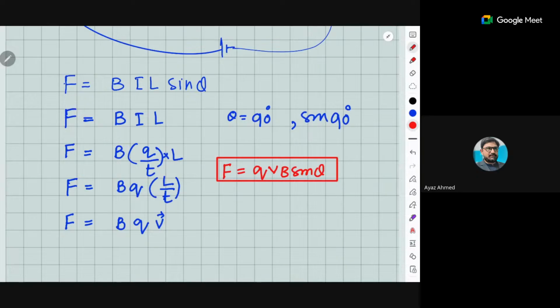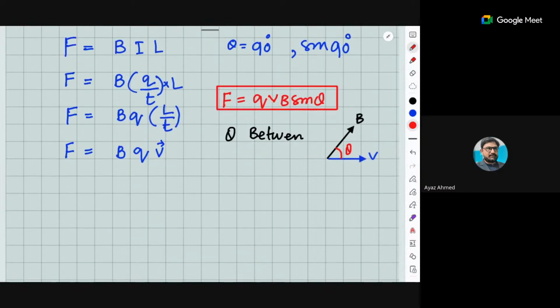Got it? Is it clear to everyone? QVB sine theta. So, beta, in QVB sine theta, theta is the angle between which two components? The magnetic flux density B, and the velocity of the charged particle. So are you getting my point? Is it clear to all? So that is basically the angle theta. This is how we can find that the force on a charge which is in the wire can be calculated in this way.